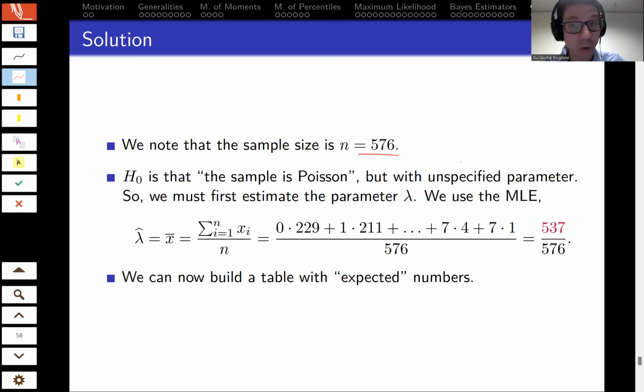Careful, that's not the number of bombs. It's the number of squares. So H0 is that the sample is Poisson, but with unspecified parameter. First we need to estimate it, because we want to test that it's a Poisson, but Poisson with what parameter? If we want to test it's Poisson, the best we can do is grab the MLE estimator of the Poisson. So we estimate it, which is of course just the sample mean.